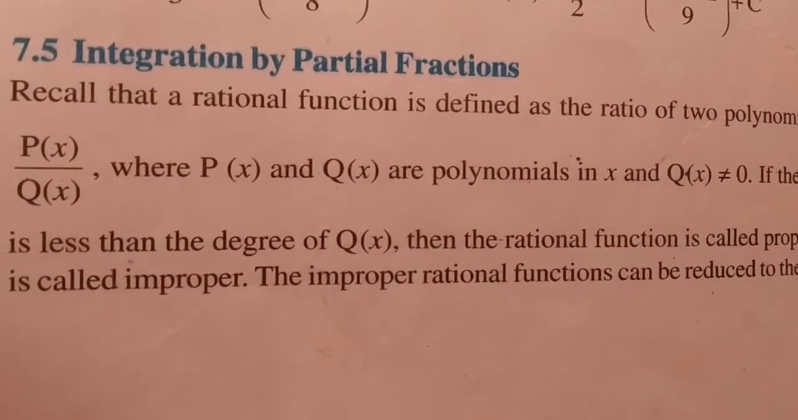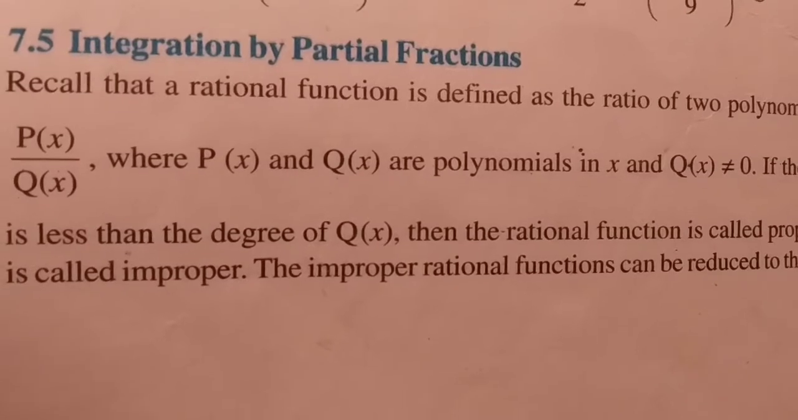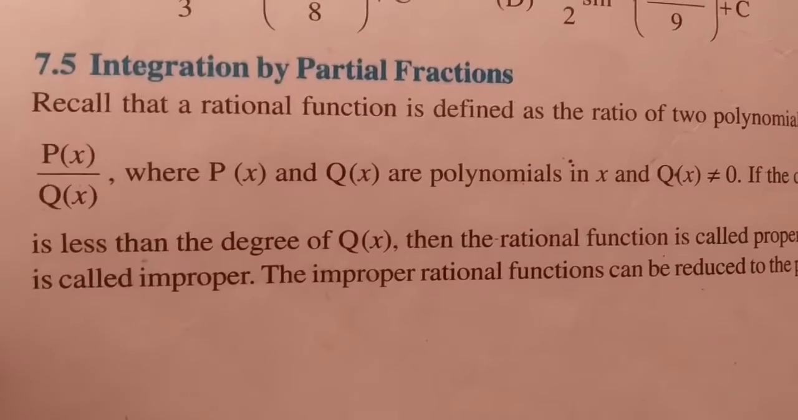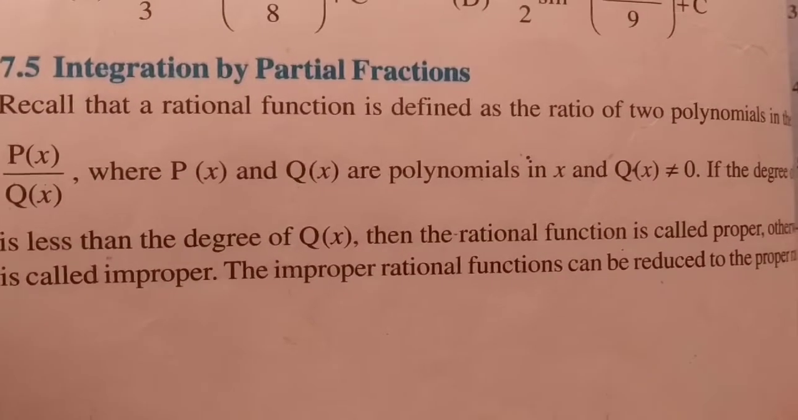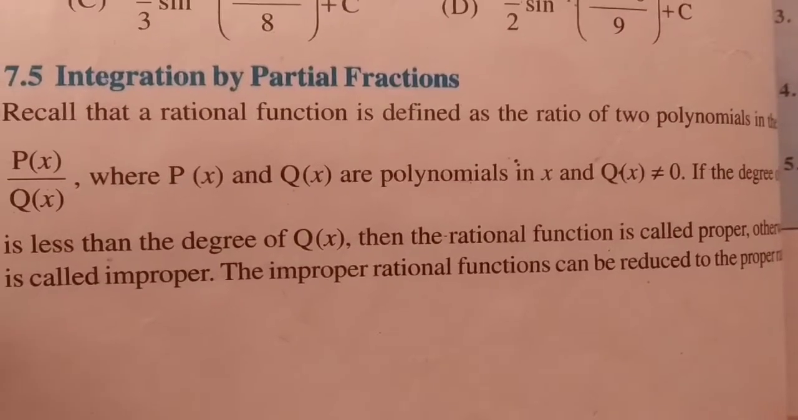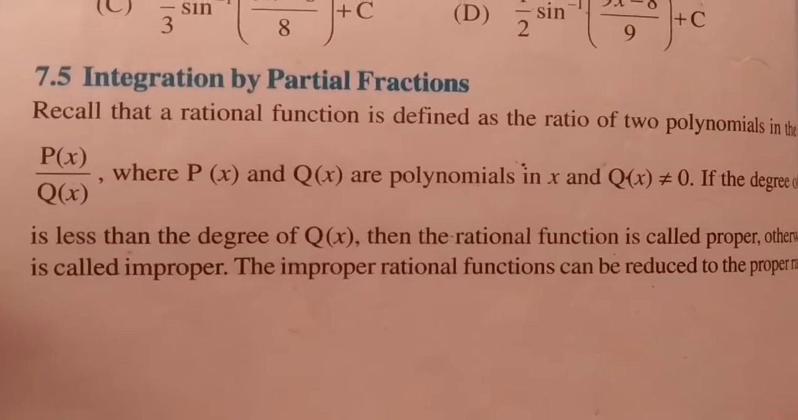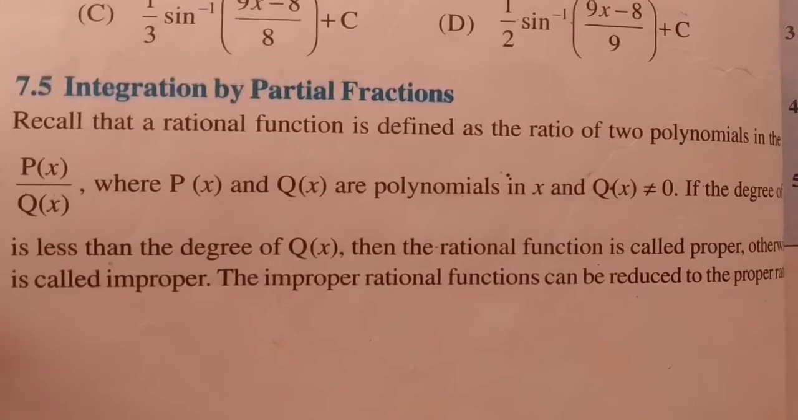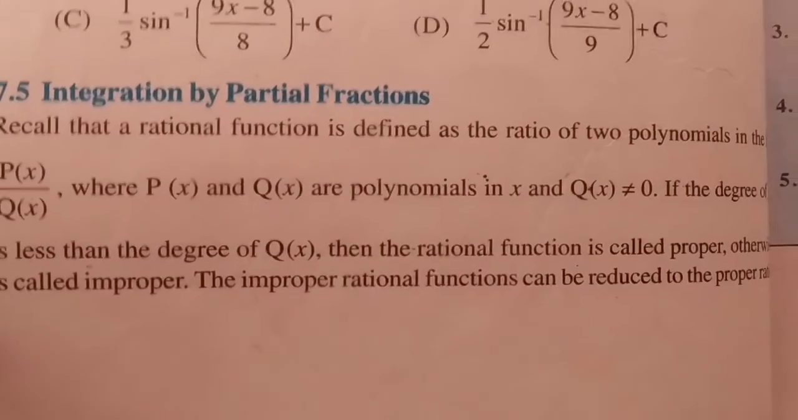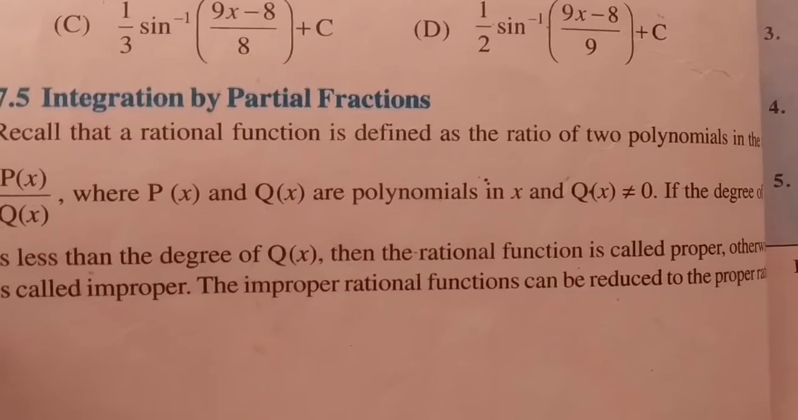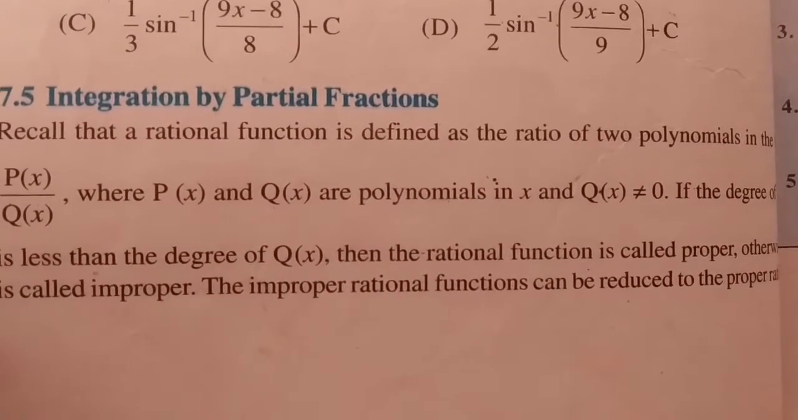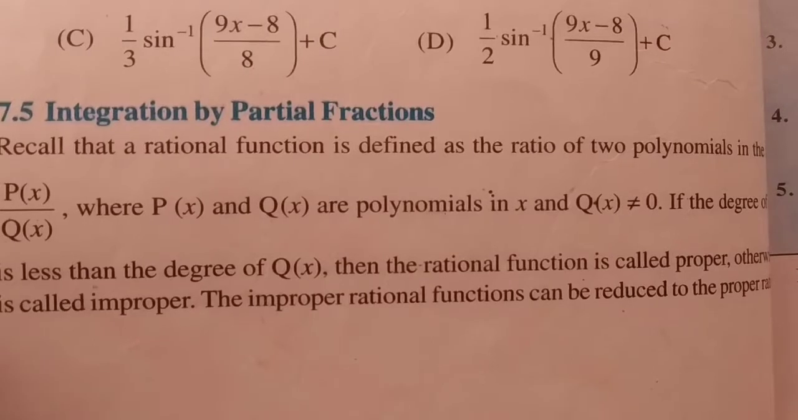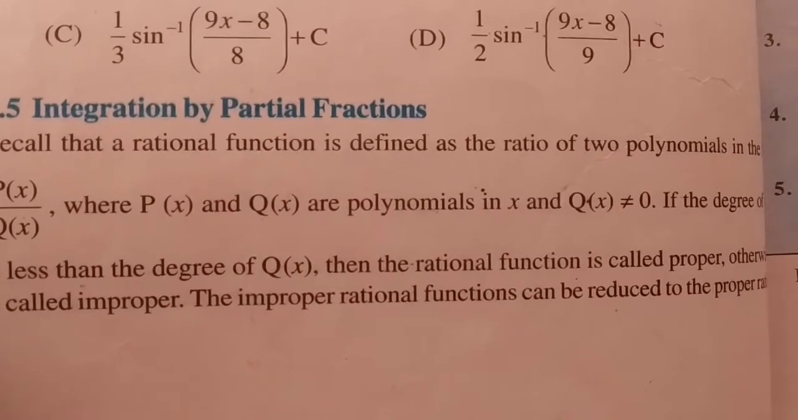Now let us move on to the next topic, integration by partial fraction. Recall that a rational function is defined as the ratio of two polynomials p of x divided by q of x, where p of x and q of x are polynomials in x and q of x is not equal to 0. That is the definition for a rational function. That is, a rational function can be expressed in the form p by q where q is not equal to 0.